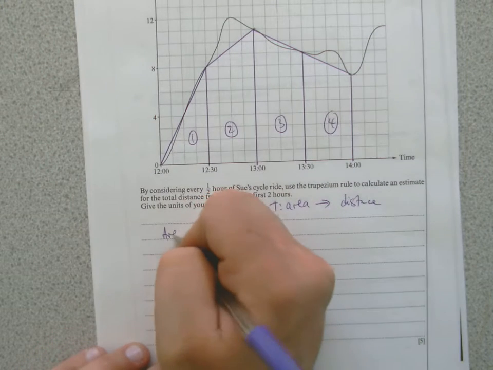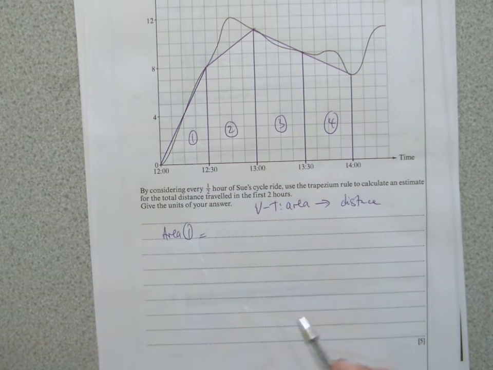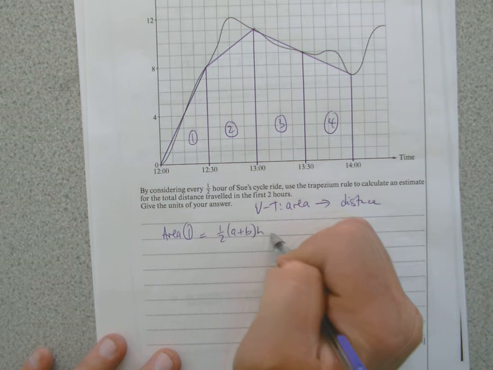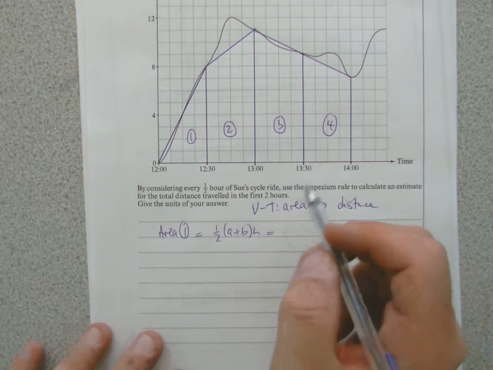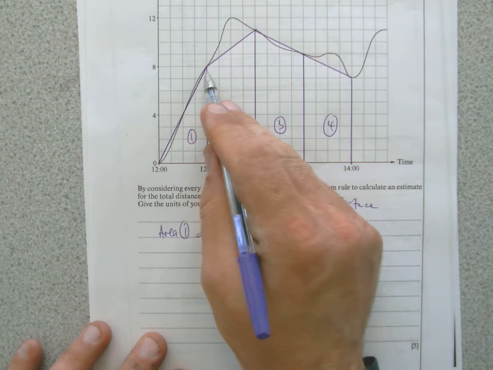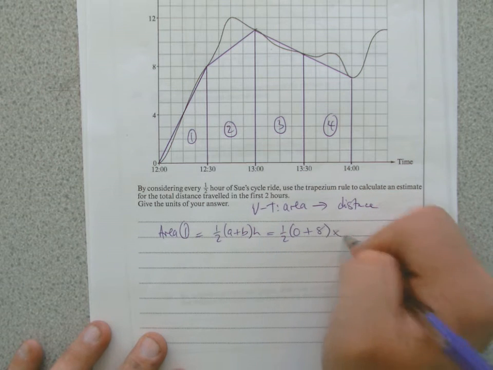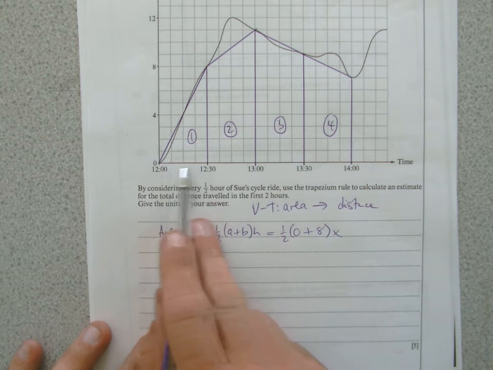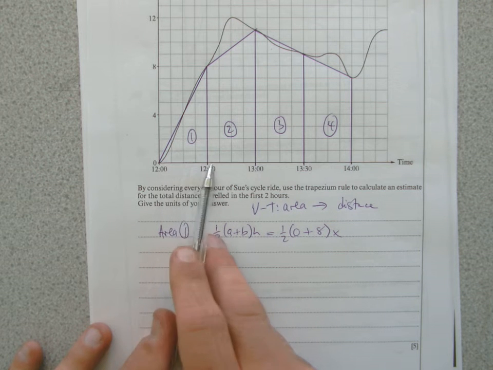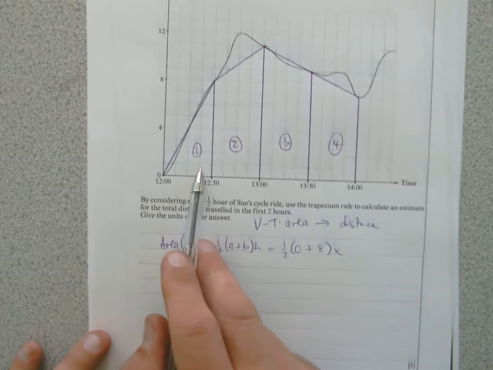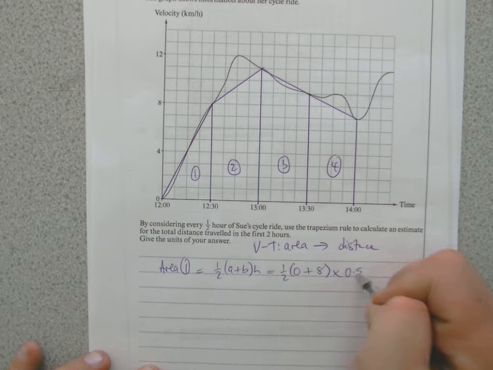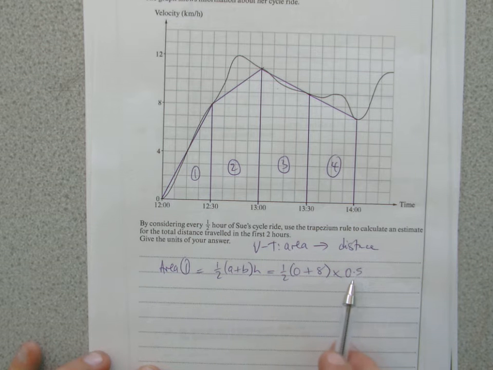So area 1. And if you look at one, it looks like a triangle, but we can still use the trapezium formula, and that is given to us on page 2. So half, in this case, A is just 0, B is 8, okay? Times then the distance between them. Now, we put this as 0.5, yeah? So be careful with that there, in terms of hours. We need to put that, not 30 minutes. Okay, that is really important.